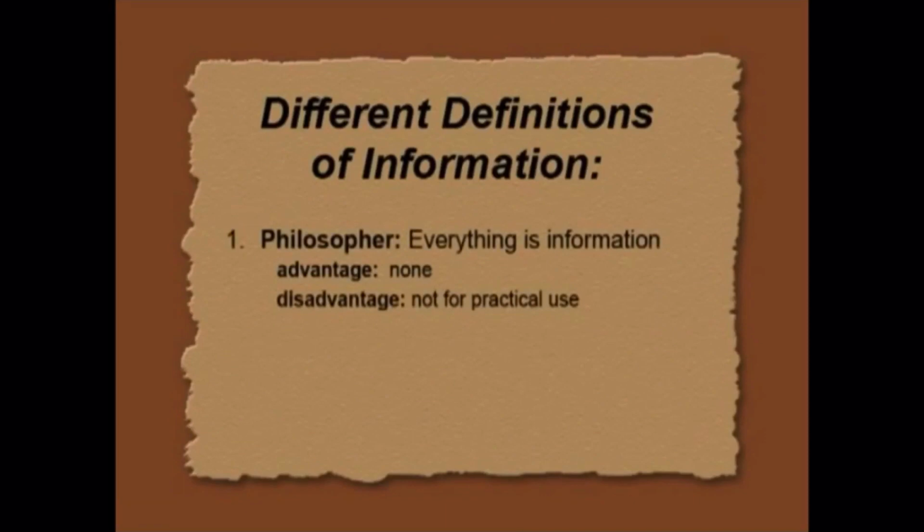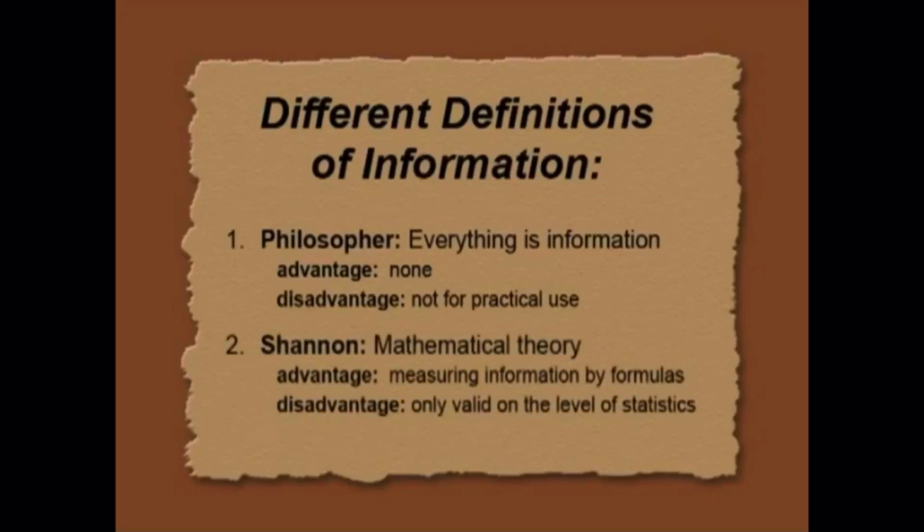Now let's have a look at the different kinds of definition of information. One philosopher said, everything is information. The advantage is that it's done if we make such a definition. The disadvantage is that it is not for practical use. Shannon made a mathematical theory of information. The advantage is measuring of information by formulas. But the disadvantage is it is only valid on the level of statistics, not more.